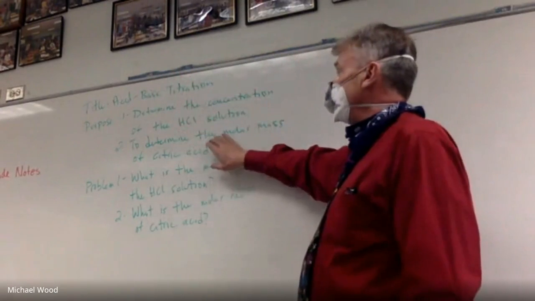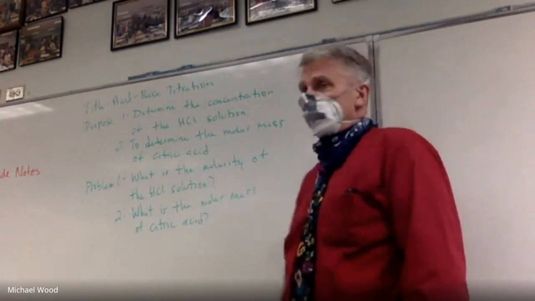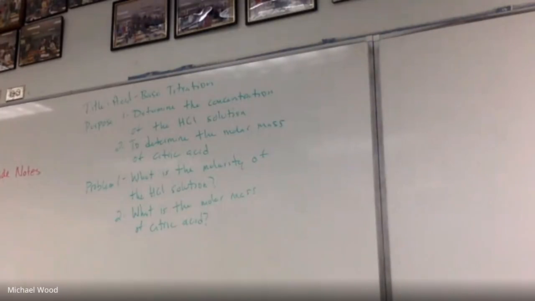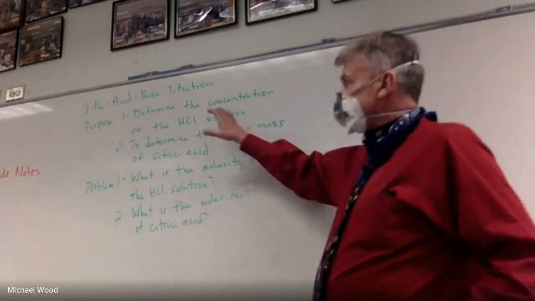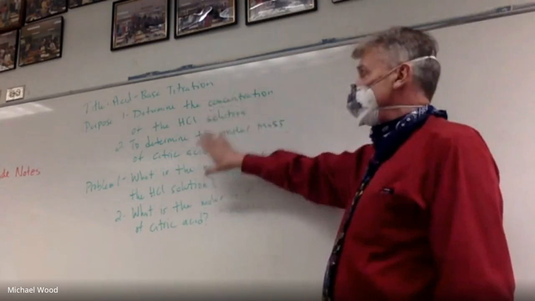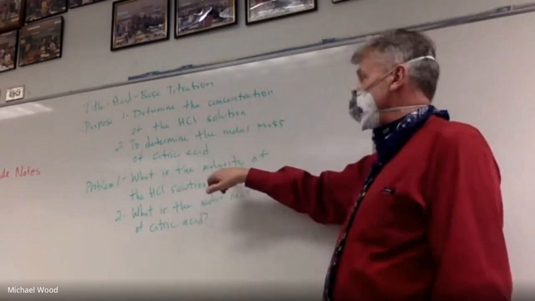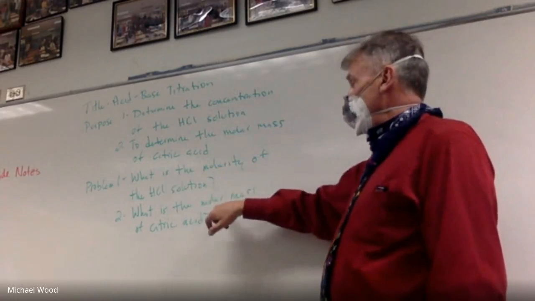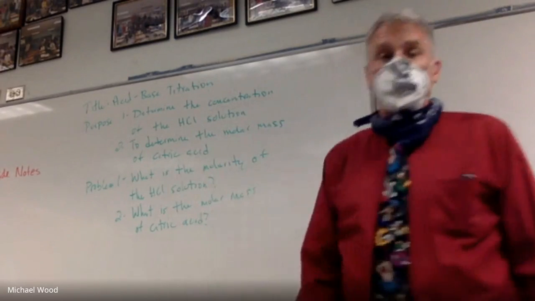And the second part is we're going to determine the molar mass of citric acid. Of course, we can get it up on our phones and just Google citric acid and boom, we can see the molar mass. But we're going to do it experimentally, and I want to talk about that. If we put the purpose in the form of a question, this is what we're setting out to do. We're going to find the molarity of the HCl solution, number one, and then we're going to find the molar mass of citric acid. Okay, so this is the chemistry of what we're going to do here.